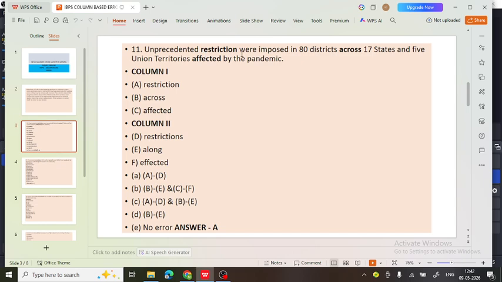Unprecedented restrictions were imposed in 80 districts across 17 states and 5 union territories affected by the epidemic. Now, three words are highlighted here, which you can see in column 1: restriction, across, and affected. So, dear friends, see the first part of the sentence, and the replacements given are restrictions, along, and affected.